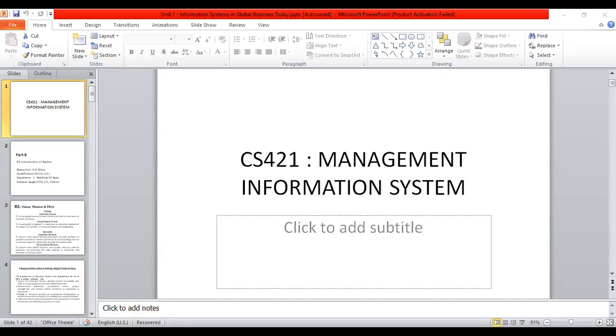Okay, all these are the components, the basic requirements of the information system. That is computer hardware, software, telecommunication, database and data warehouse, and the last one is human resources and procedures. All these are the basic requirements to develop the information system.